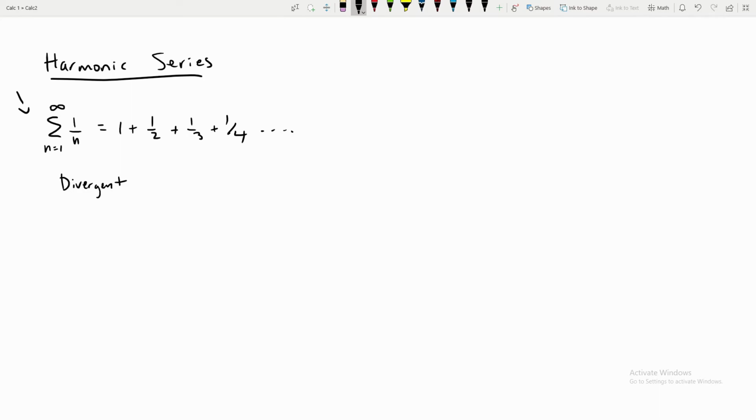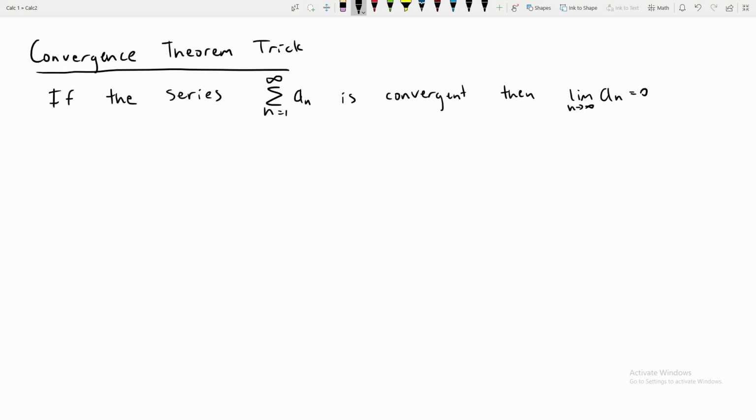That is probably the easiest one, and it's the one that jumps to mind. Most people who work with series know it's almost a given that the harmonic series is divergent. So if you ever come across it, just know that the series is divergent and you don't really have to compute anything. So now, going on to the convergence theorem trick.